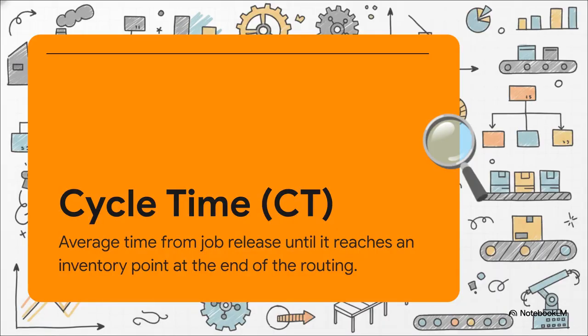Then there's cycle time, or CT. Simply put, this is the total average time it takes a specific job to travel from the very start of its routing all the way across the finish line. You might hear it called flow time or throughput time. Basically, it's the total delay your product experiences from start to finish.